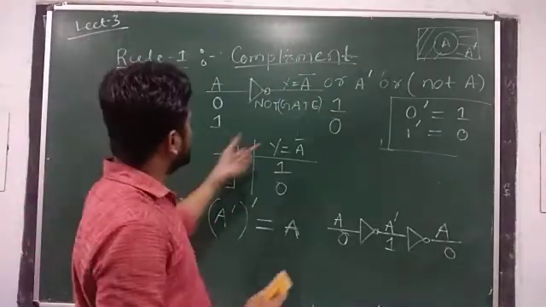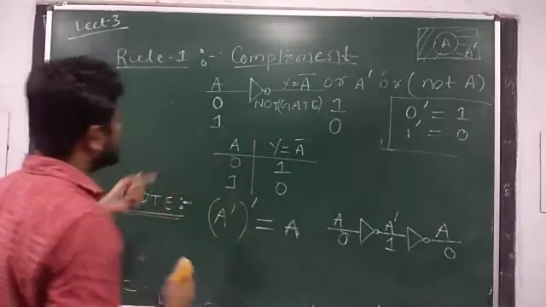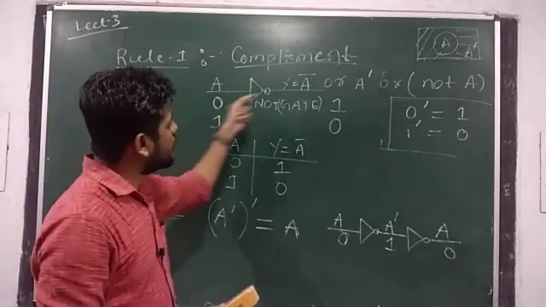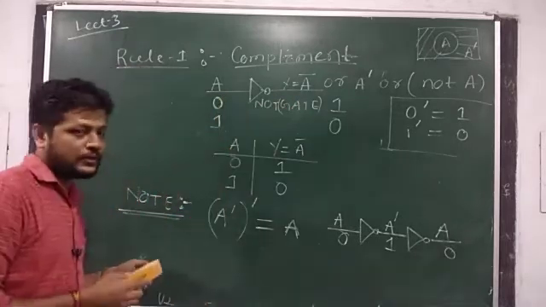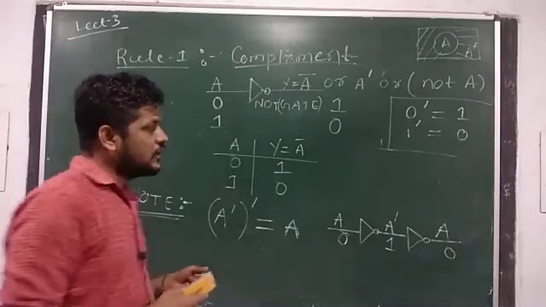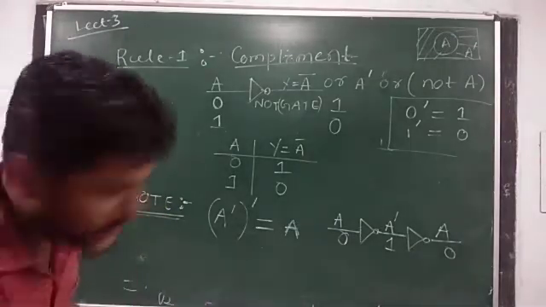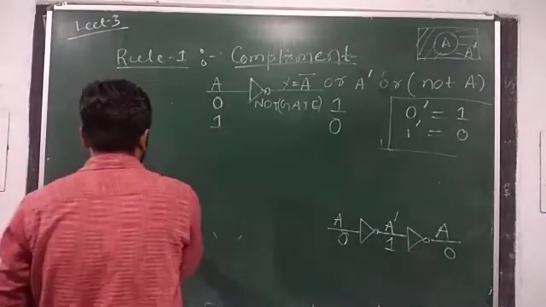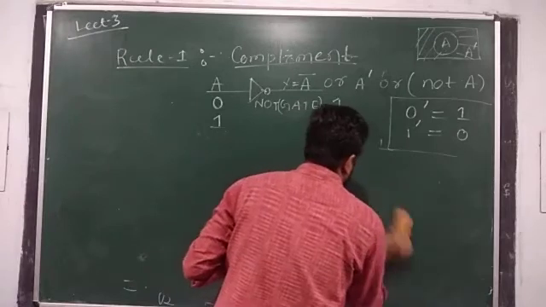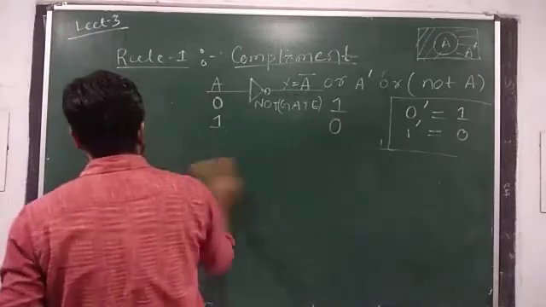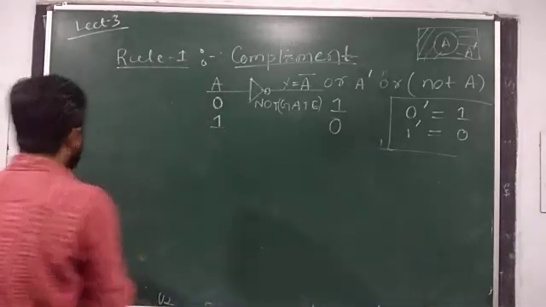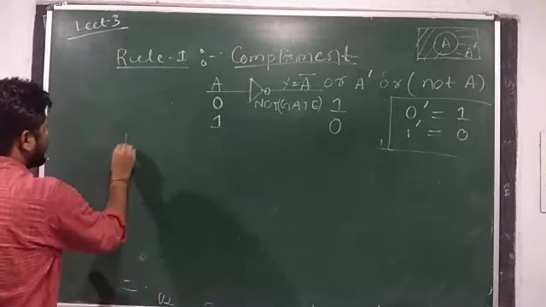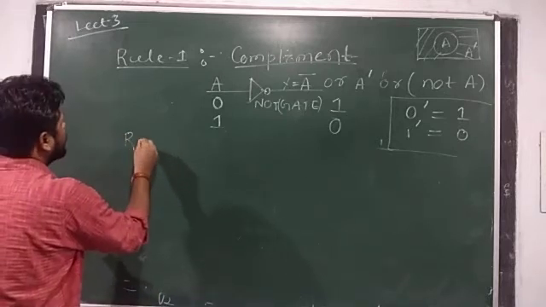Then how to implement this complement? This is the circuit symbol, and if I apply the input, this will be the output. Then how to design this complement NOT gate by using switching logic? So we will see that. Switching logic. Before I start teaching about switching logic, we will see rule number 2.